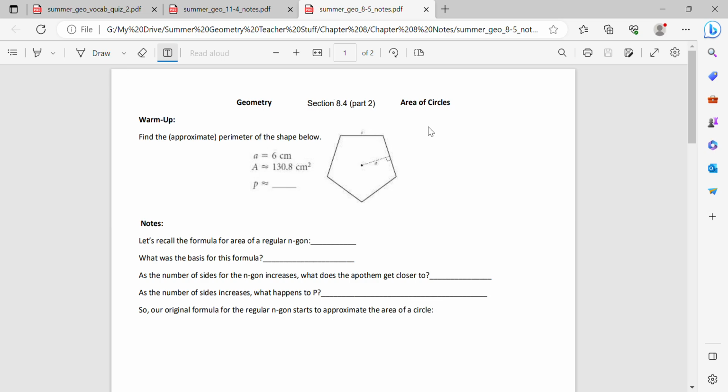Make sure it's unmuted. It looks like it is right now. Make sure it's unmuted.